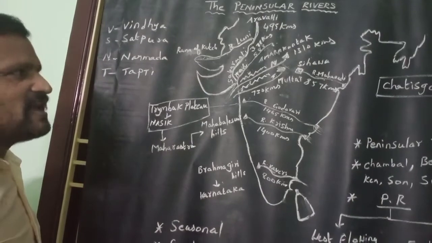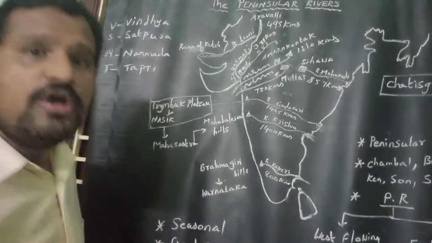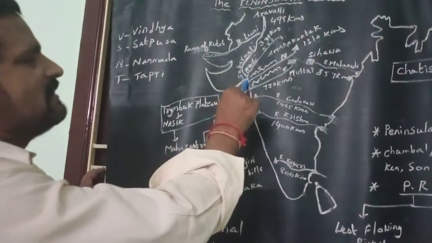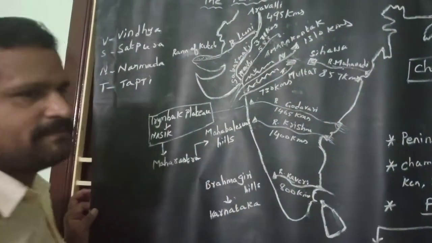The specialty of the Narmada river is that it flows through a Rift Valley. Rift means broken valley. The length of the Narmada river is 1,310 kilometers.